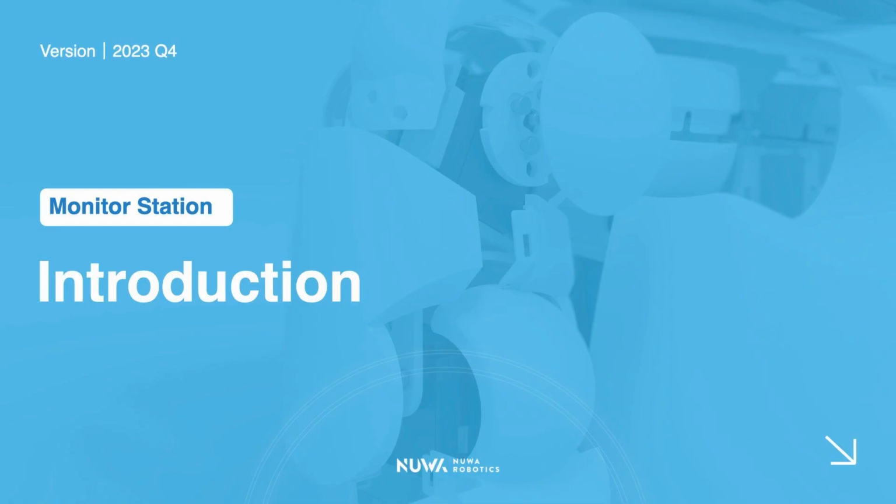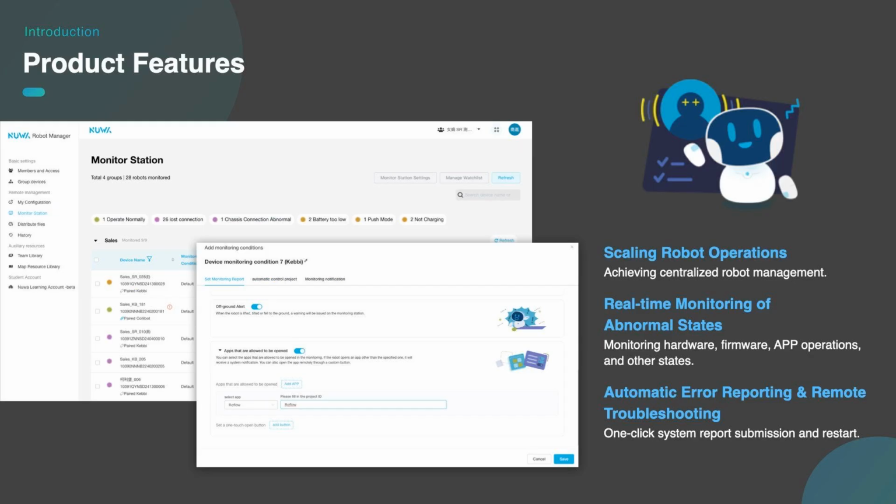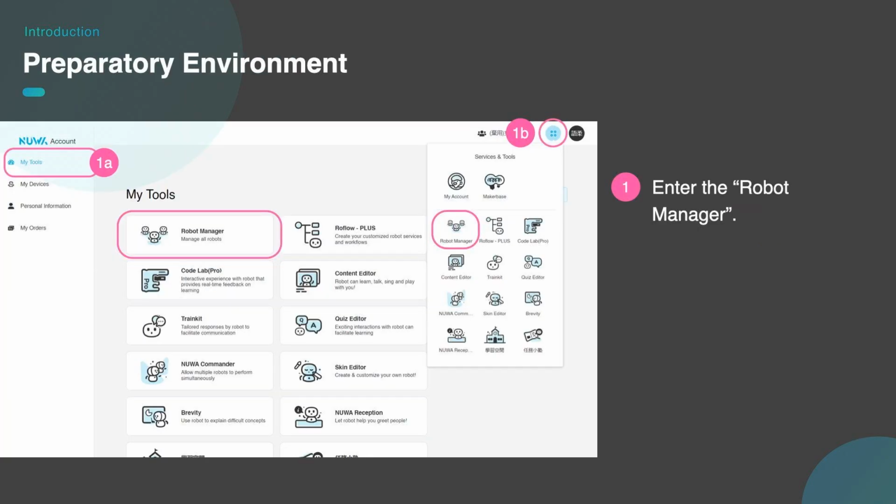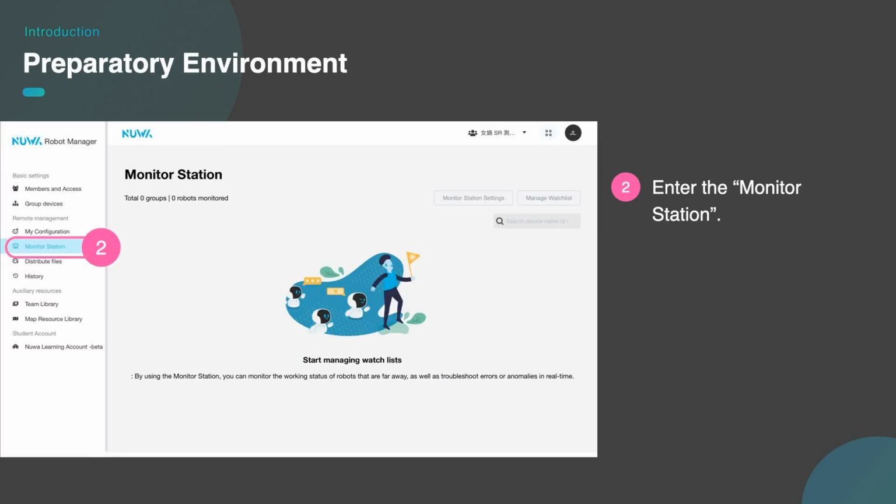Chapter 1, Introduction. The monitor station is a key feature in the Robot Manager, used for viewing the current working status of multiple robots online, monitoring abnormal conditions in real time, and performing remote troubleshooting. To use the monitor station, you must first enter the Robot Manager. In the left sidebar of the Robot Manager, click to enter the monitor station.